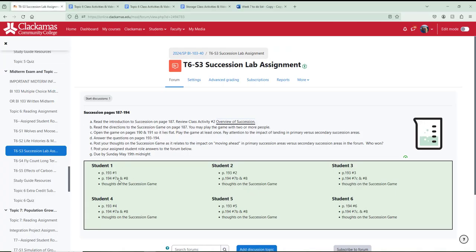So you're going to input your answers into our forum post, as well as the thoughts of the succession game. So when you're entering your thoughts, think about the primary succession versus the secondary succession, and who won, the person that did the primary succession versus the secondary succession. All right. So you don't have to comment on other students in this case. So it's just your own response. And that's basically the 3 assignments.